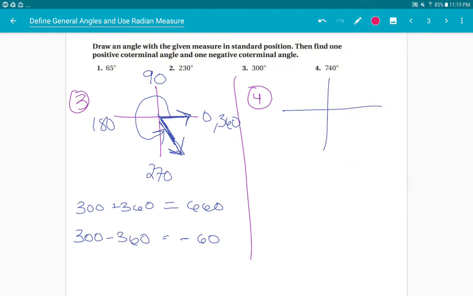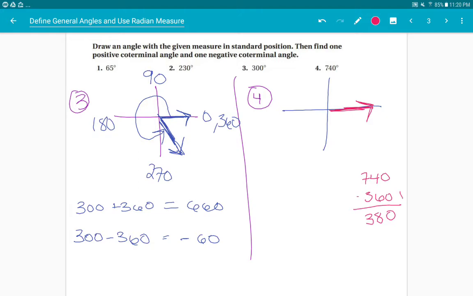All right, this last one, number 4, 740, we're going to start here. Now 740 is interesting, right? Because it doesn't lie between the normal ones we would normally use, which is 0, 90, 180, 270, 360. It actually lies beyond that, right? So the first question is, how many times do I have to draw a revolution? We can figure that out by subtracting. So if I subtract 360 here, I get 380.